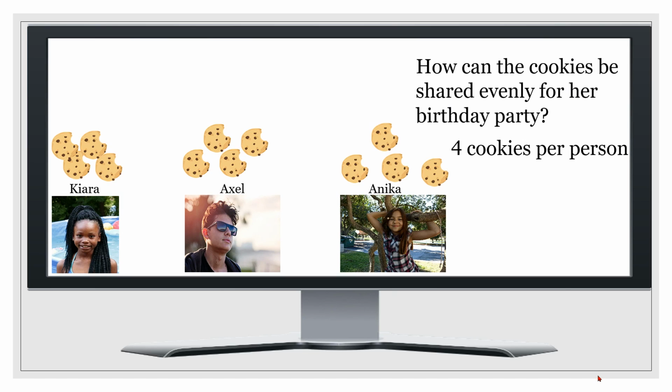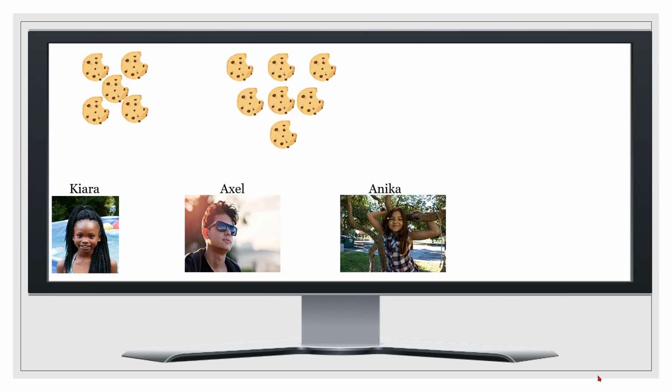But if you think about it, this could be rather hard if we have, let's say, 100 cookies. I like Kiera, I like Axel, and I like Anika, but going around and visiting them 25 or 30 times each is a lot harder than just giving them their 4 cookies or 10 cookies or however many cookies at once. So, what's another way that we can do it?